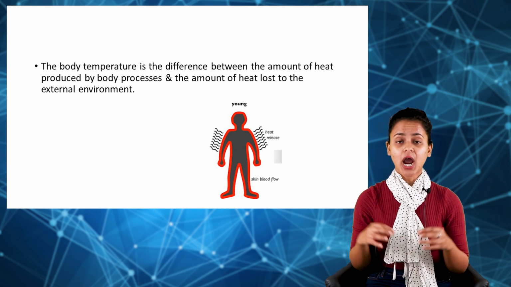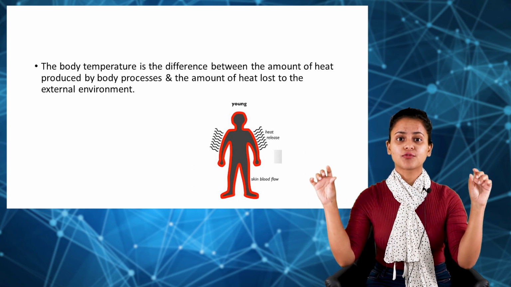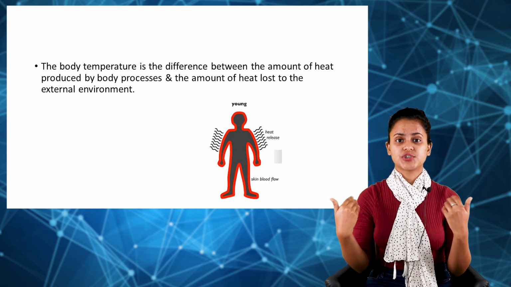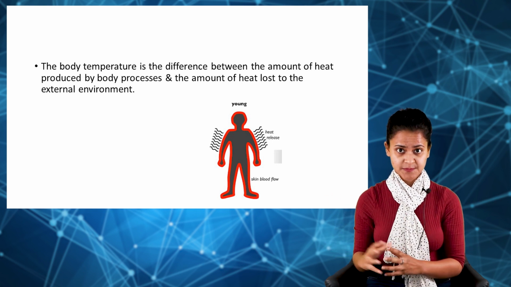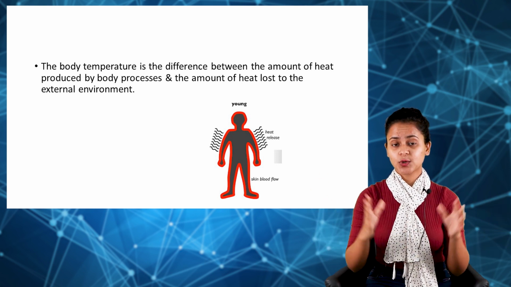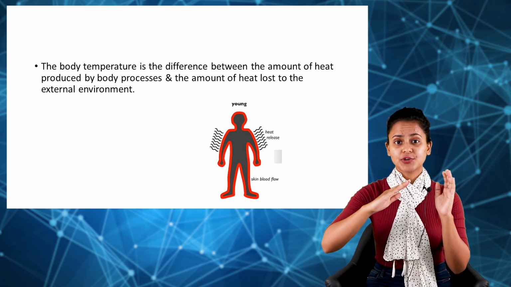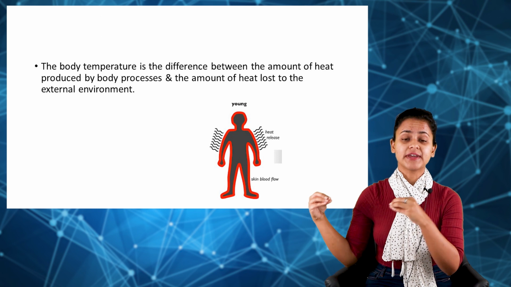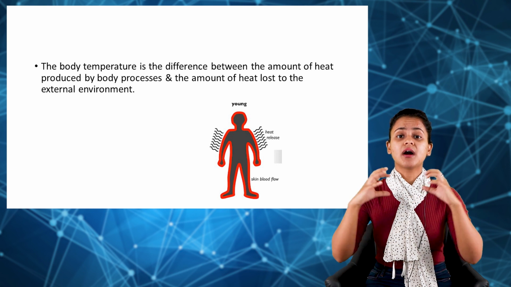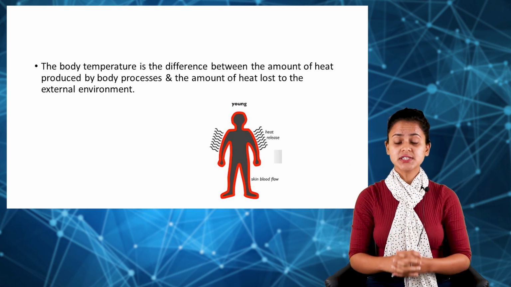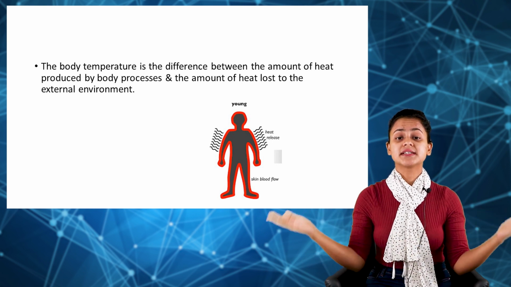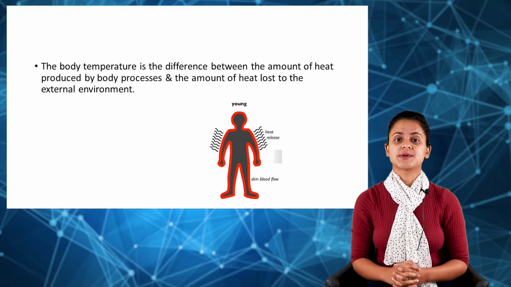So we call the equation of body temperature: body temperature equals thermogenesis minus heat loss. Basically, the amount of heat produced inside the body is known as thermogenesis. If we subtract the amount of heat lost from the body surface to the external environment from the thermogenesis, we get the body temperature, which suggests the amount of heat present within the body for a particular individual.